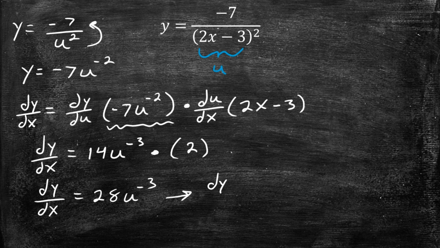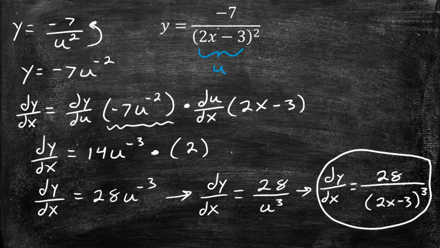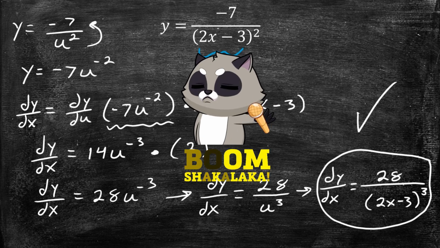So dy over dx is equal to 28 over u cubed. And now the last thing we have to do is just plug in our u value. So now we have dy over dx is equal to 28 divided by our u value, which is 2x minus 3, and that is raised to the third power. So this right here is the derivative, therefore this example is complete.